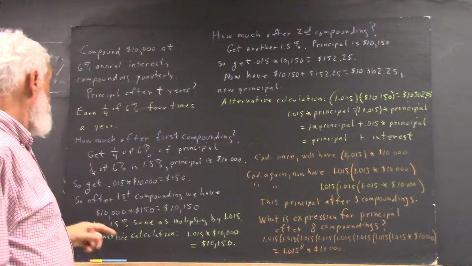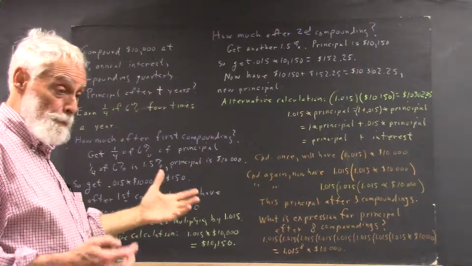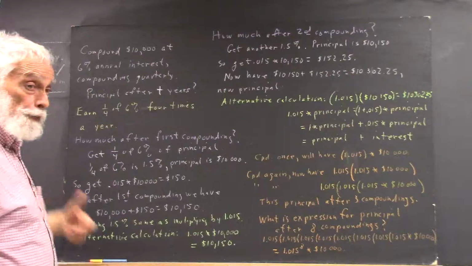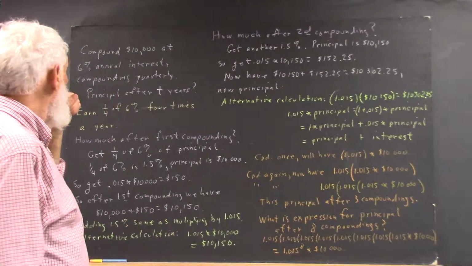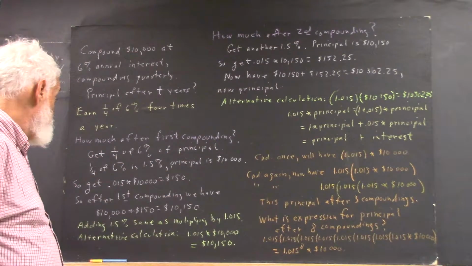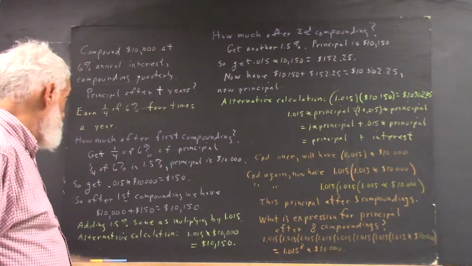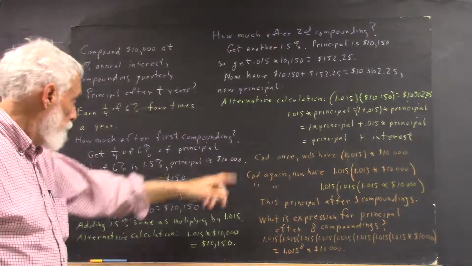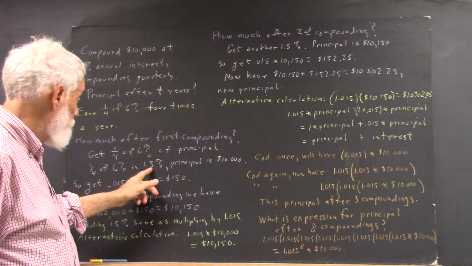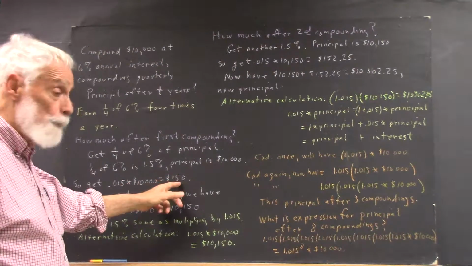Okay? Now, then the question is, okay, the first time we compound that money, we have our $10,000, we compound it once, getting what? 1/4 of our 6% interest. Okay, well, how much do we get? Well, we get 1/4 of 6% of our principal. That means 1/4 of 6%, that's 1.5% of our principal, and our principal is $10,000. So we get 1.5% of $10,000. Now, 1.5% we know is 0.015, so we're going to multiply 0.015 by $10,000. We're going to get $150.